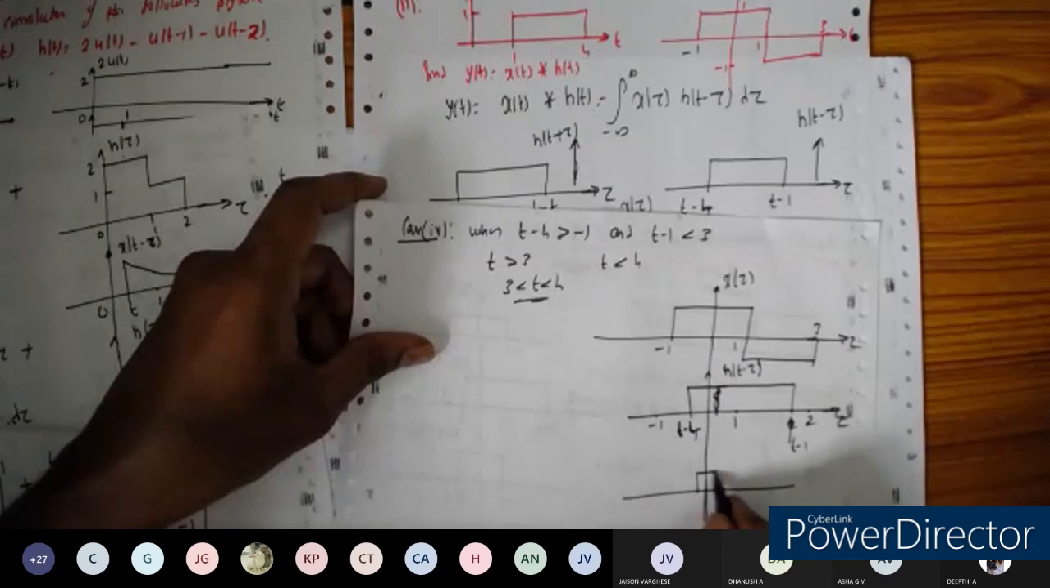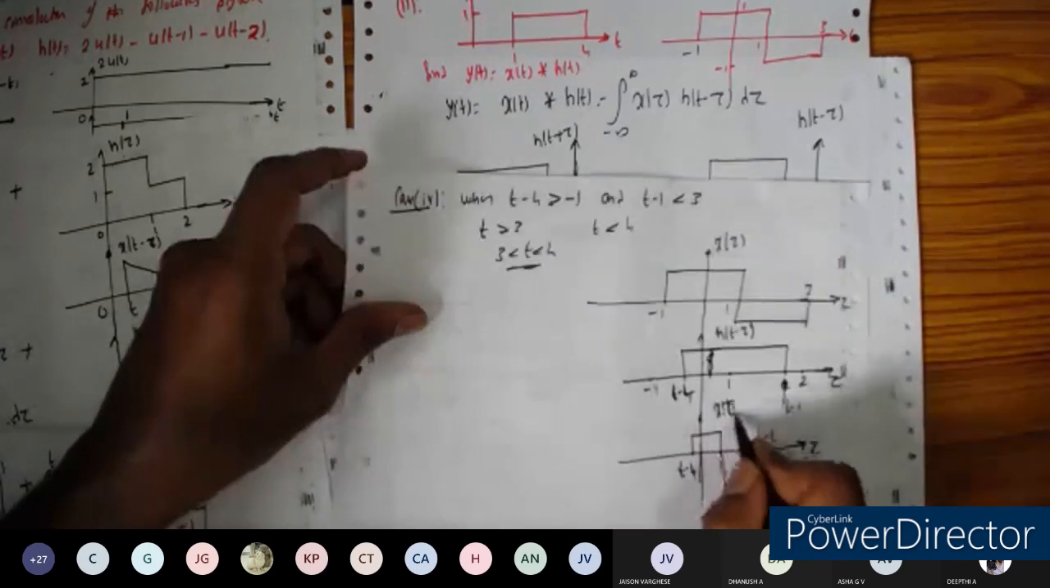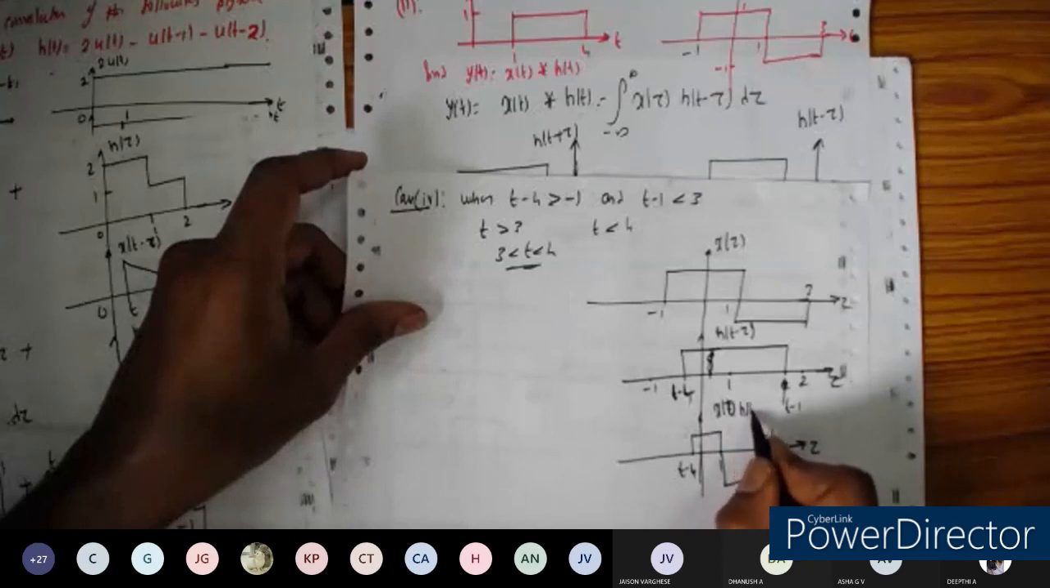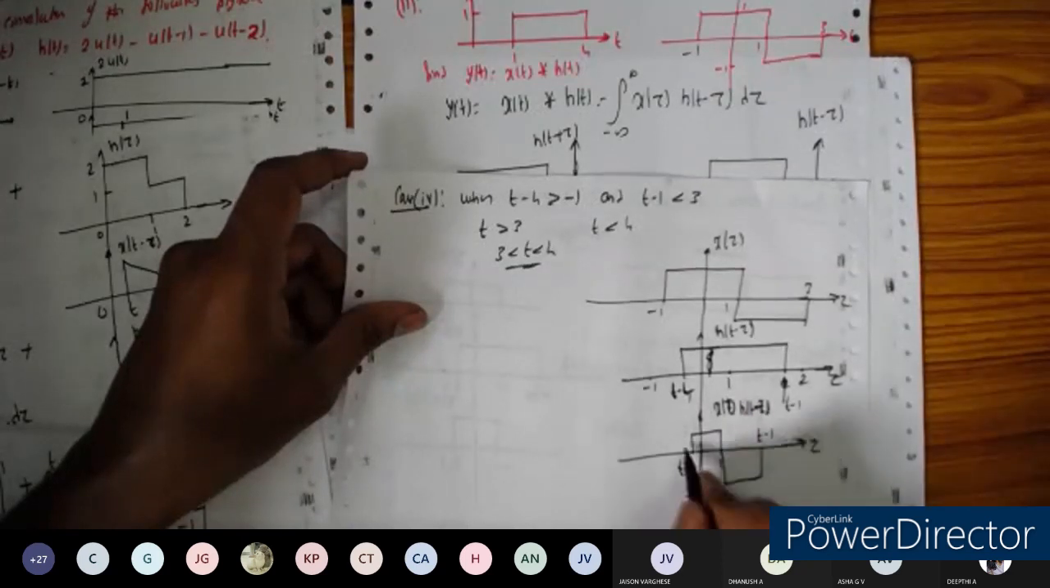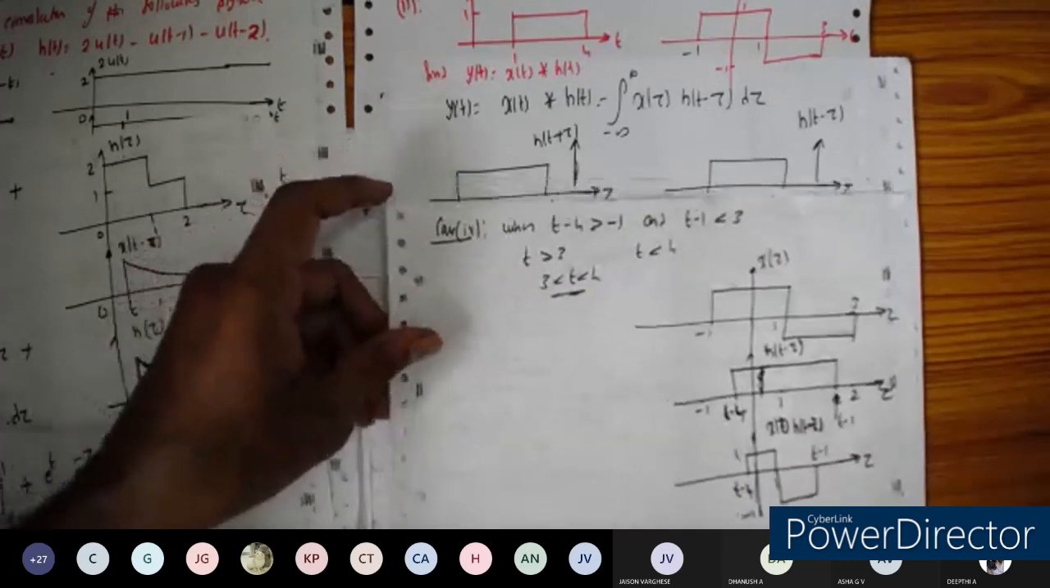So from t minus 4 up to 1, it has the value 1. Again from 1 to t minus 1, it has the value -1. So this is the product of x of tau into h of t minus tau. So this is -1, this is +1, h of t minus tau.